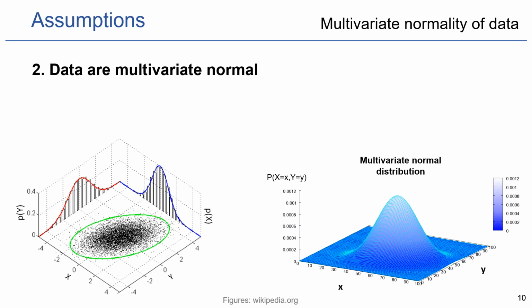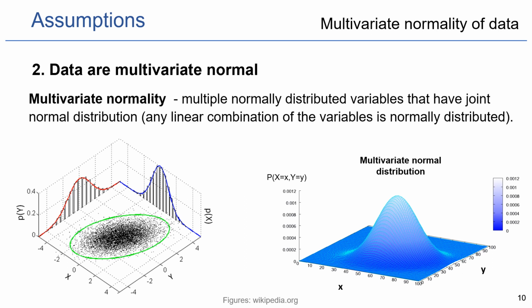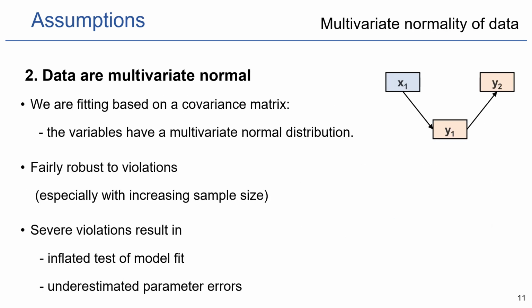This means that variable x is normally distributed at levels of variable y and vice versa. And when we have multiple variables in our model, then we can generalize this bivariate normality to multivariate normality. We can say that variables are multivariate normal if their joint distribution is also normal. So any linear combination of the variables is normally distributed.